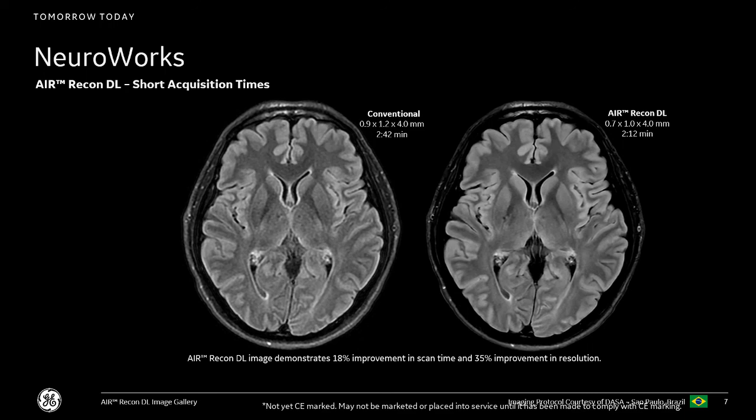And once again, also in the brain, conventional images on the left at 2 minutes and 42, the images on the right, we've increased the spatial resolution and also brought the scan time down. We can use a little more parallel imaging. You can reduce the NEX. You can do all these creative ways to get scan time shorter, but then also at the same time improve the image quality and spatial resolution as well.